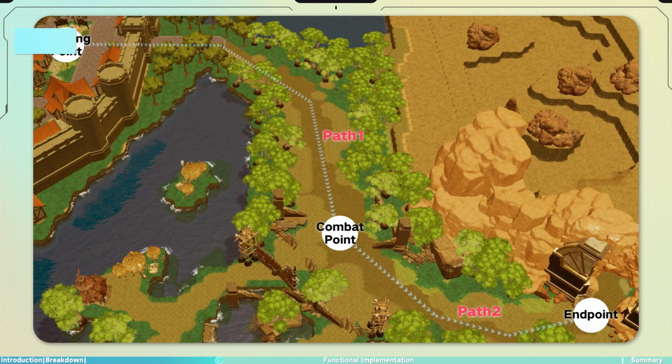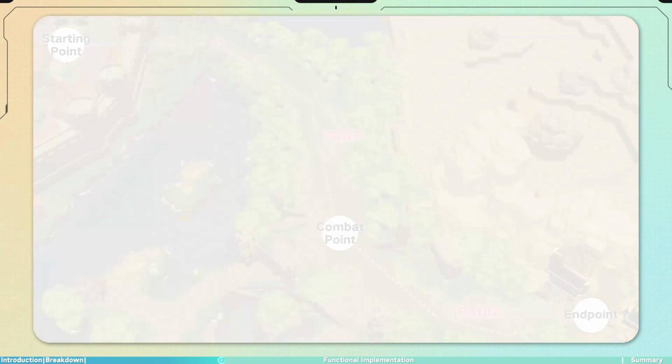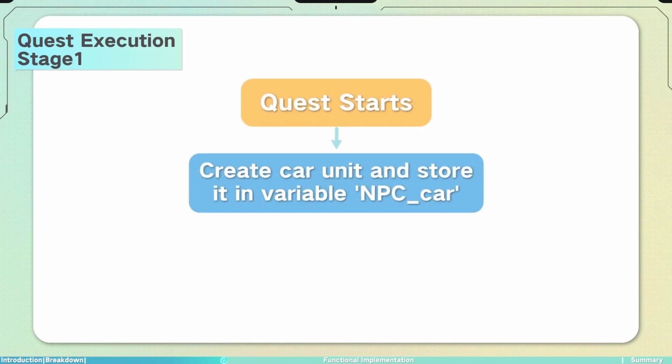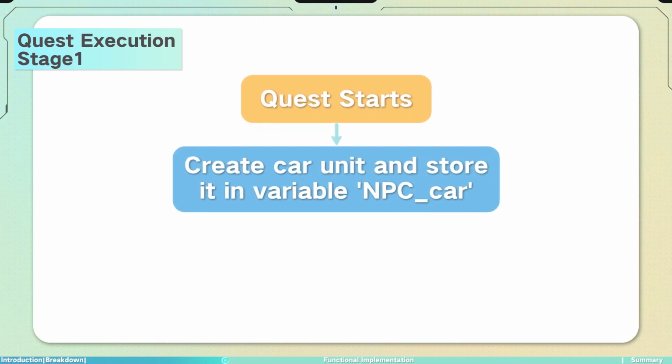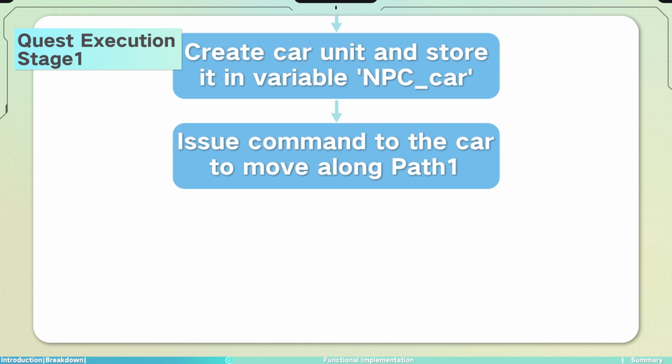First, we need to draw the points and paths on the map. When the players accept the quest, that is the custom event quest starts, sent. We create the car that needs to be escorted at the starting point, stored in the variable NPC car. Then, we issue a command to the car to move along path 1.